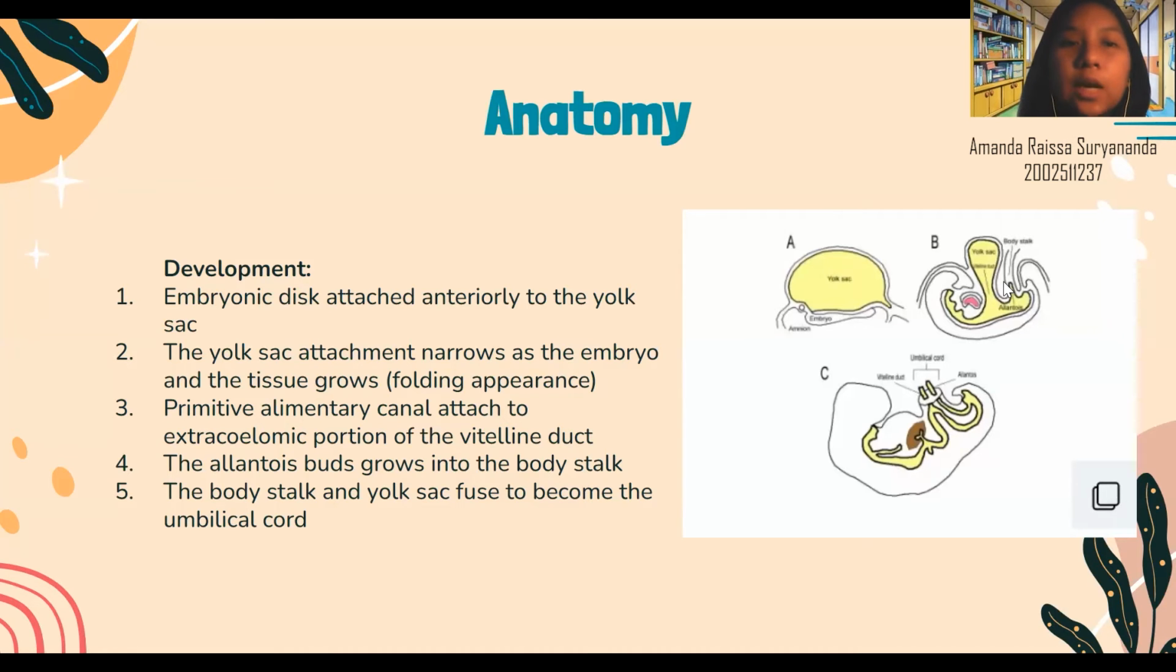So during the development in early pregnancy, the embryonic disc is attached anteriorly to the yolk sac, and when it grows, it has a folding appearance. The primitive alimentary canal is attached to the extracoelomic portion of the vitelline duct, and the body stalk is overgrown by allantois buds. Eventually, the body stalk and the yolk sac fuse to form the umbilical cord.